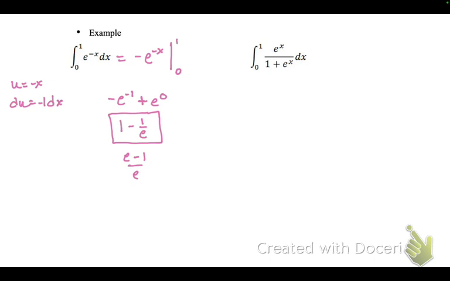Ooh, this might be tricky. What do you think? U is going to be the bottom one. You want u to be your denominator? Is that what you said? I don't know. You said the bottom one. Yeah. Is that the denominator? That's the denominator. Is that what you said you wanted u to be? That's what I'm saying it is. Okay. But I don't know.